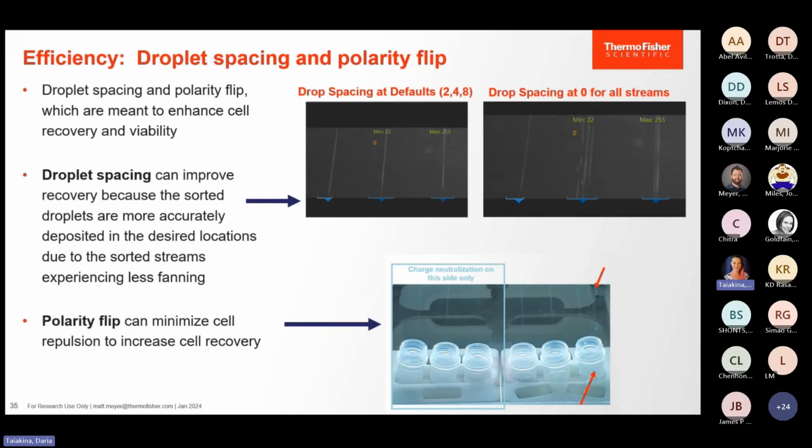So that will minimize the amount of cells that are jumping out of the tube, but that can also affect efficiency very slightly. It only takes less than a second for the plate charge to change, but during that time we'll just abort those because we want to maximize recovery. So these are some decisions that you can make during your sort, or even before your sort, to maximize recovery, but they will have an impact on the reported efficiency.